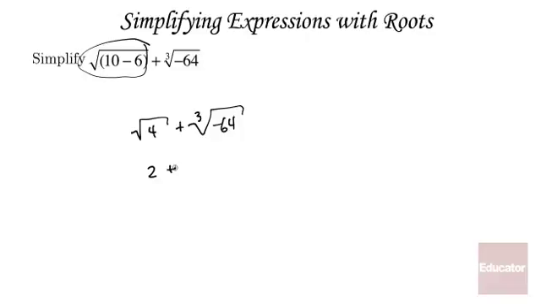And let's find the cube root of negative 64. Well, since it's a negative, I know my answer will be negative. And if I do 4 times 4 times 4, let's check that out. 4 times 4 is 16, and 16 times 4 is indeed 64. So the cube root of negative 64, remember your negative, is negative 4. And now we're just adding integers. 2 plus a negative 4 is negative 2.